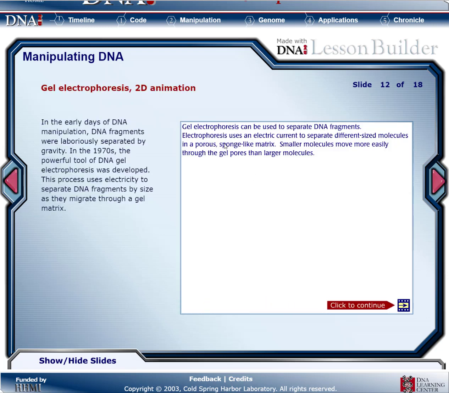Electrophoresis uses an electric current to separate different size molecules in a porous sponge-like matrix. Smaller molecules move more easily through the gel pores than larger molecules. Least path of resistance.